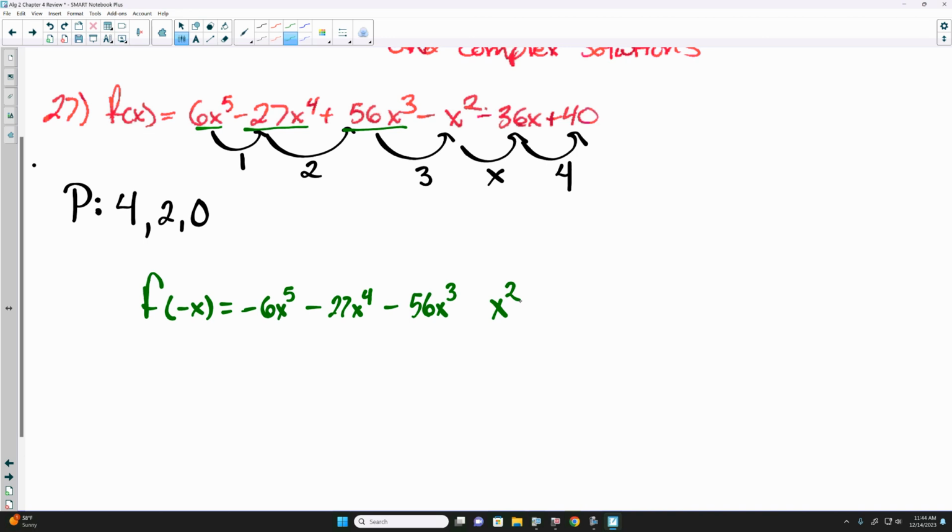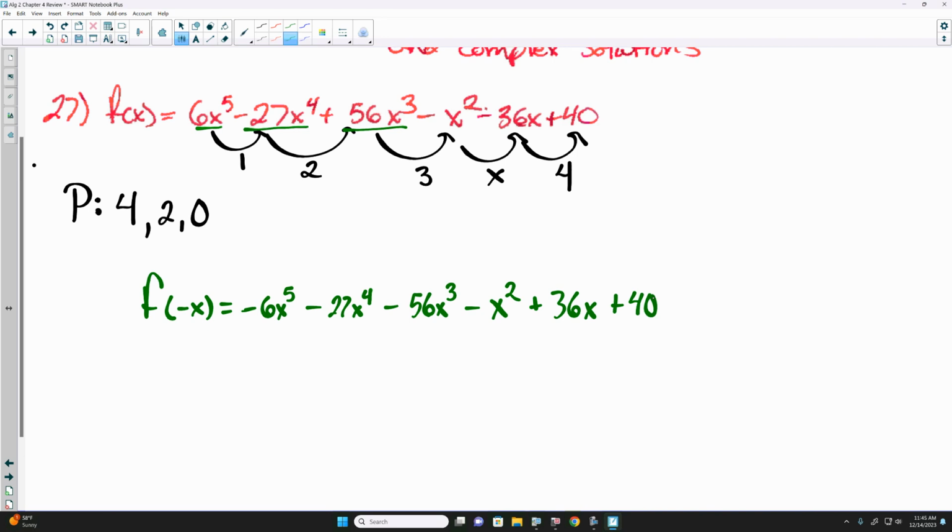The exponent is 2, so it is even. And if the exponent's even, the sign stays the same. Since it was negative, it's going to stay negative. Our next one is 36x. Since the exponent is not listed, it's understood to be 1. 1 is odd, so the sign would change from negative to positive.